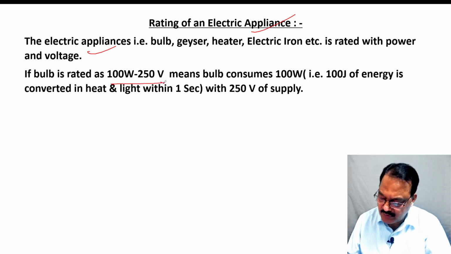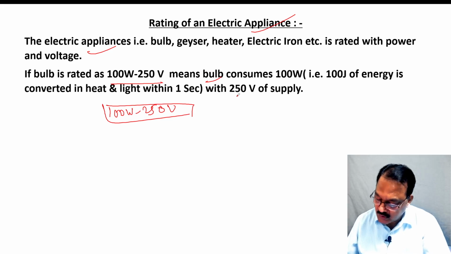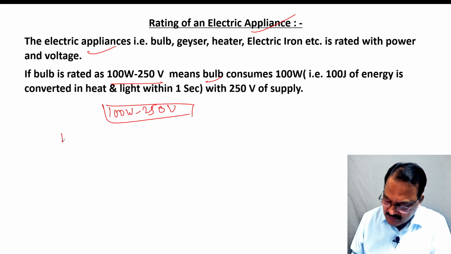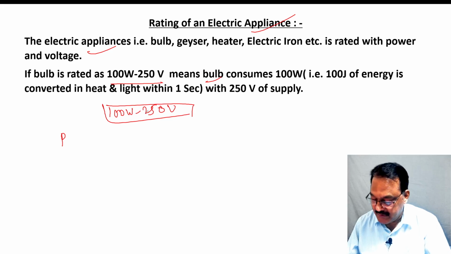For example, this is the rating of one bulb: 100 watt, 250 volt. It is already mentioned on the bulb. What does it show? Rating means what? We are talking about this bulb, on which 100 watt, 250 volt is written. Power, we know, is VI.